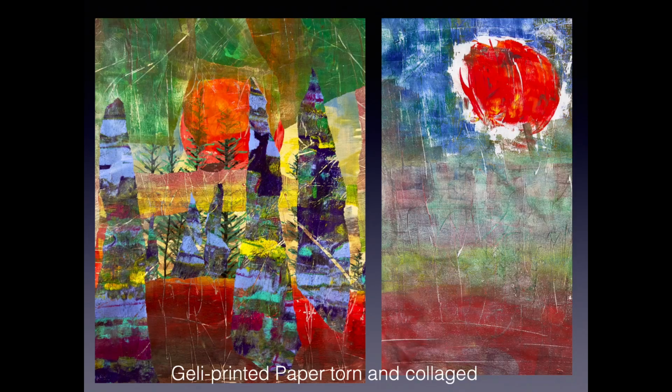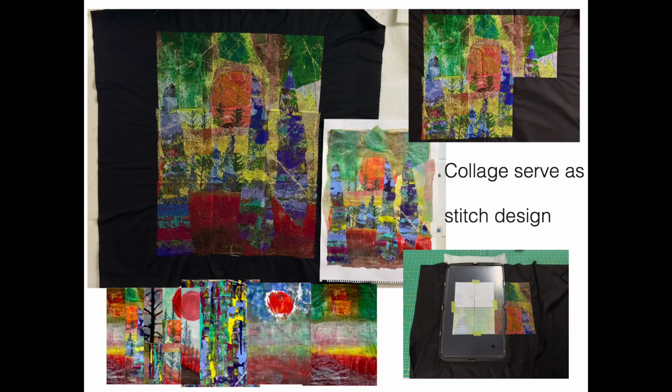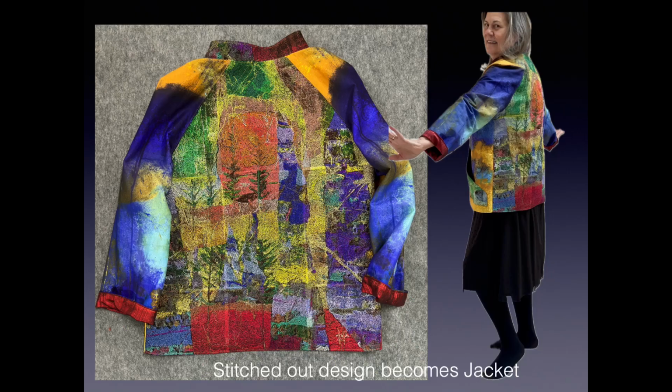I often do jelly printed papers, which I tear up and make into collages, and they become the background pattern for embroidered panels that I use in my jackets. Here you can see the completed jacket which I'm wearing, and it looks quite amazing.